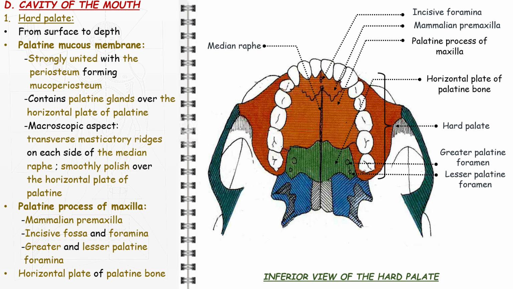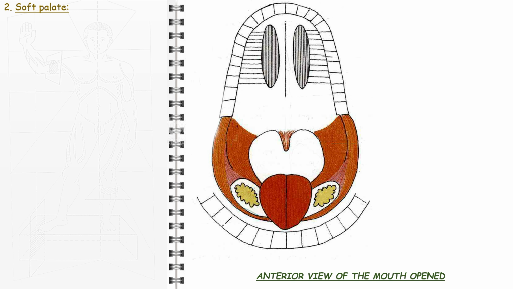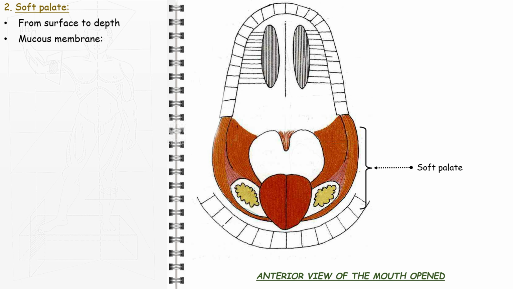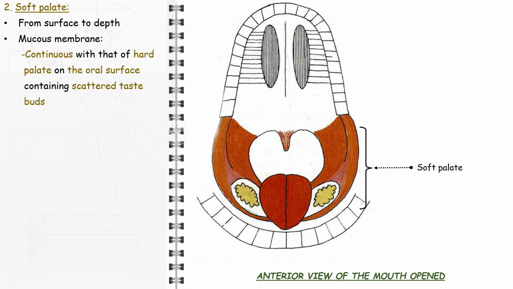The hard palate is lined upwards by the nasal mucous membrane, which is respiratory. The soft palate is made of, from surface to depth, the mucous membrane, continuous with that of hard palate on the oral surface, containing scattered taste buds and lymphoid follicles and lined by squamous non-keratinizing epithelium. It is continuous with that of nasopharynx through the nasal surface of the soft palate.